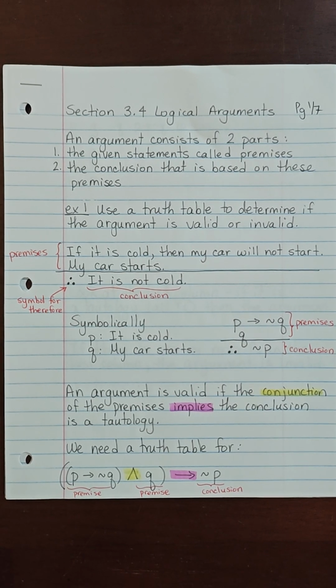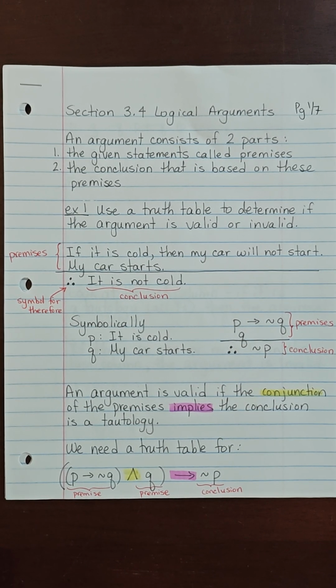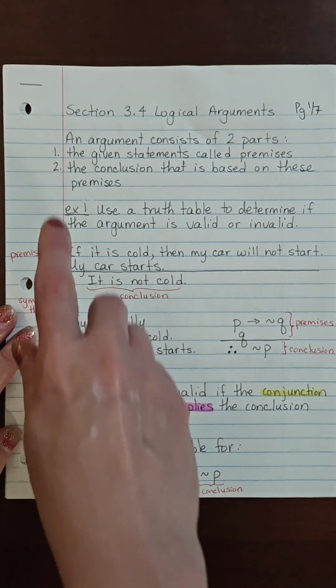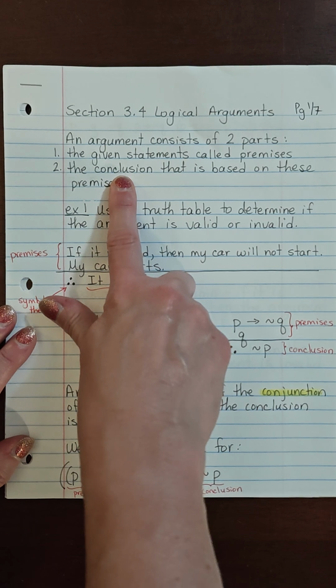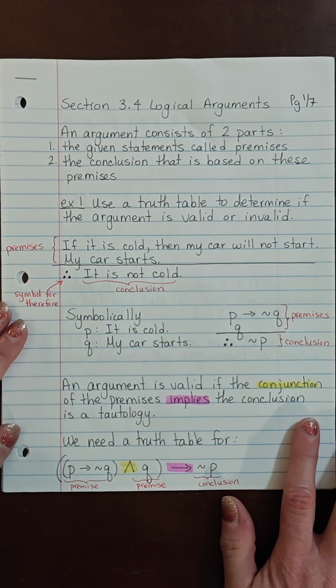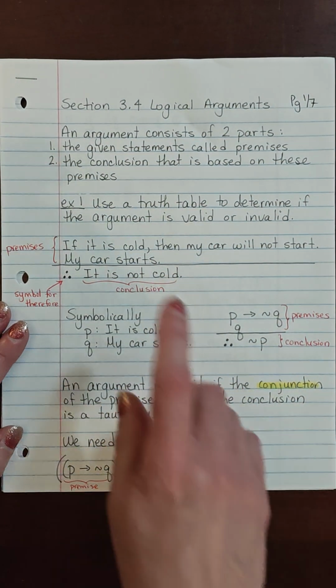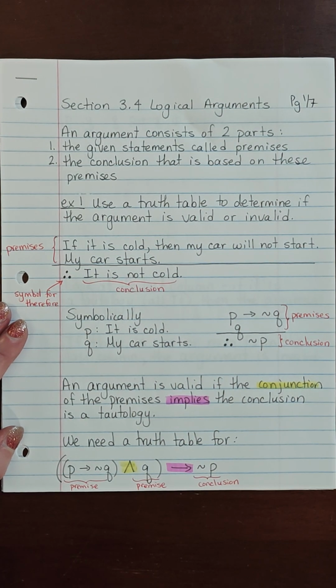Okay, this is section 3.4. This is on logical arguments, and this is that culmination of everything we've done in chapter 3. So an argument consists of two parts. We've got the given statements, called the premises, and the conclusion that is based on these premises. So let's just dive right on in, okay?